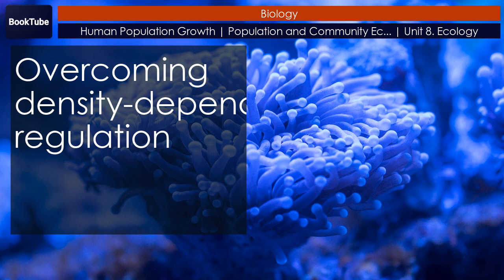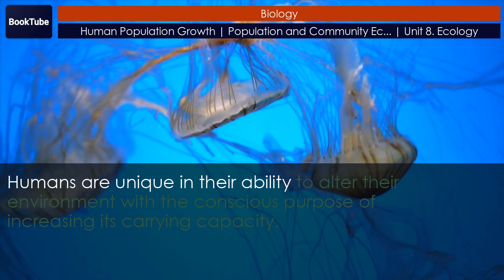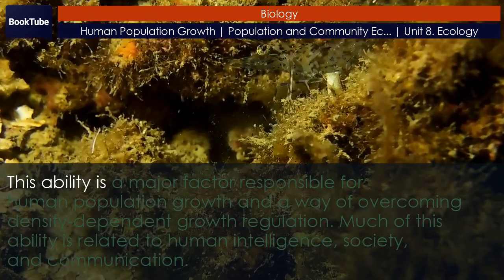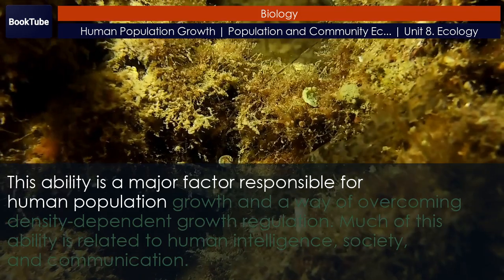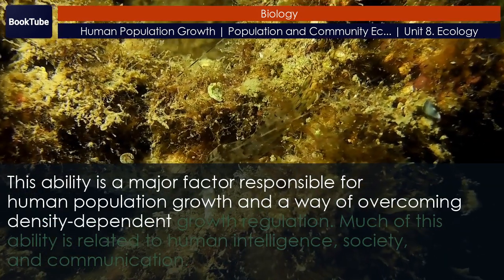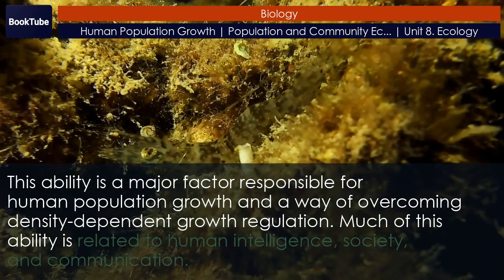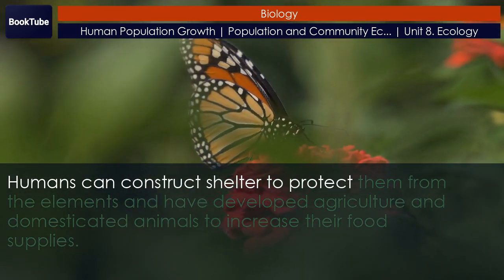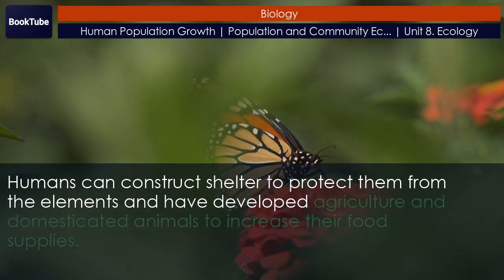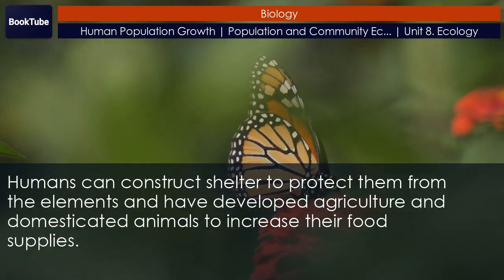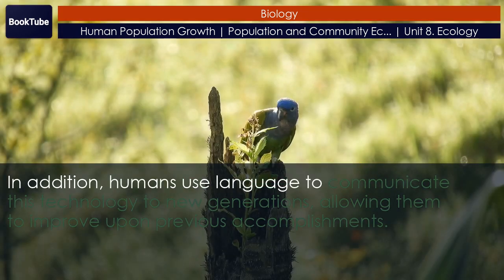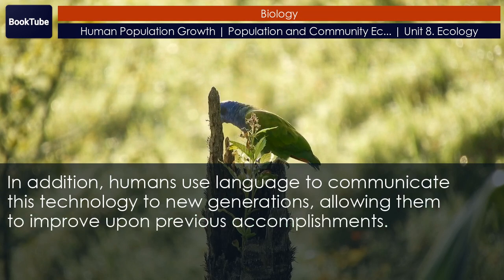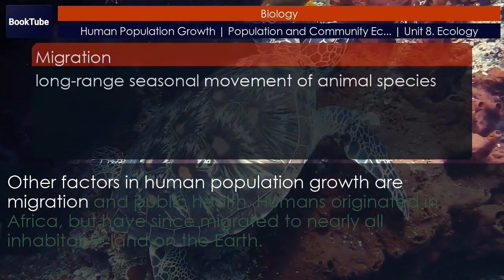Overcoming density-dependent regulation. Humans are unique in their ability to alter their environment with the conscious purpose of increasing its carrying capacity. This ability is a major factor responsible for human population growth and a way of overcoming density-dependent growth regulation. Much of this ability is related to human intelligence, society, and communication. Humans can construct shelter to protect them from the elements and have developed agriculture and domesticated animals to increase their food supplies. In addition, humans use language to communicate this technology to new generations, allowing them to improve upon previous accomplishments. Other factors in human population growth are migration and public health.